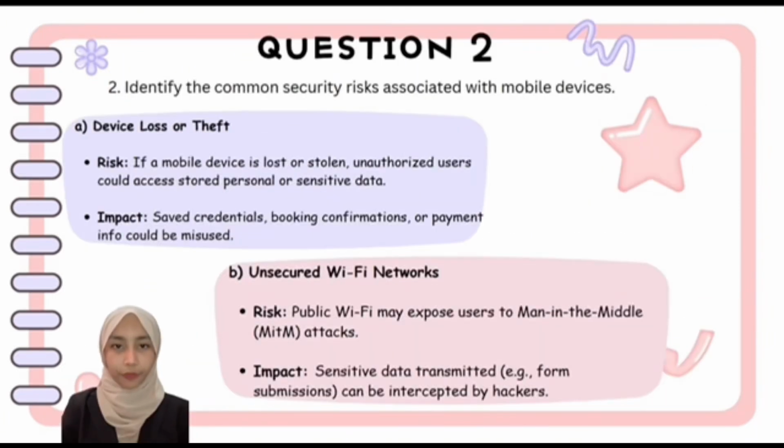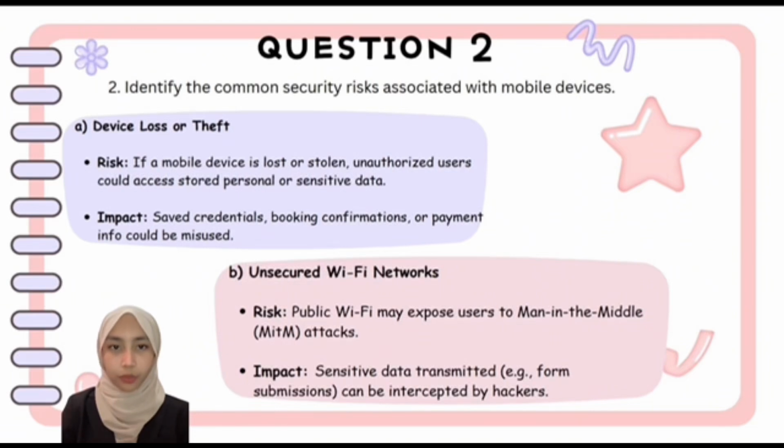Question 2. Identify the common security risk associated with mobile device. A. Device loss or theft. Risk: if a mobile device is lost or stolen, unauthorized users could access stored personal or sensitive data. Impact: saved credentials, booking confirmation or payment info could be misused.